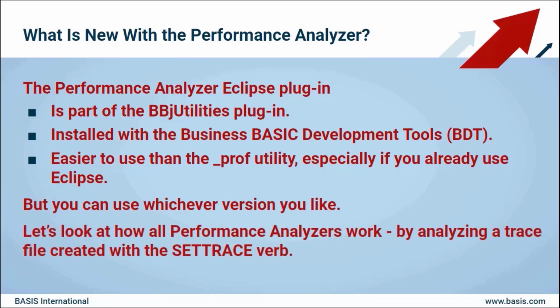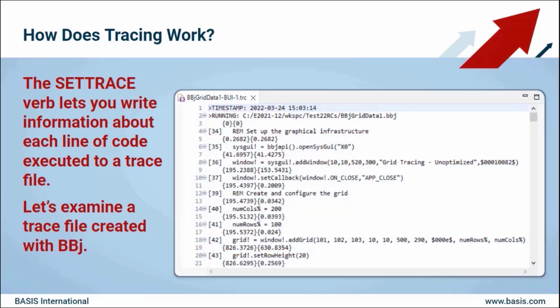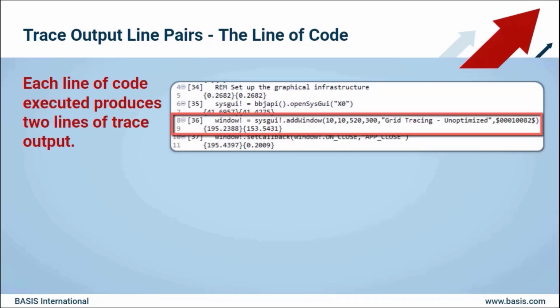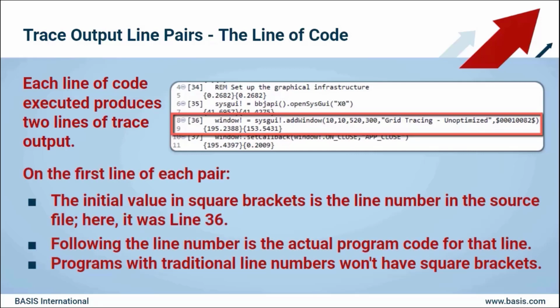Let's look at how all performance analyzers work, and we're going to do that by analyzing a trace file created using the SETTRACE verb. The SETTRACE verb writes out information about each line of code as it's executed. So, if we zoom in a little bit, each line of code executed will produce 2 lines of trace output. On the first line of each pair, the initial value that's in square brackets is the line number in the source file. Here, we were looking at line 36.